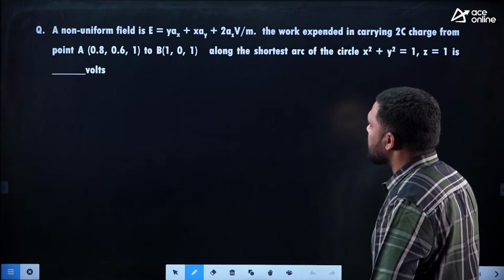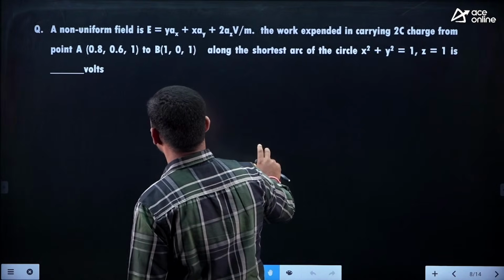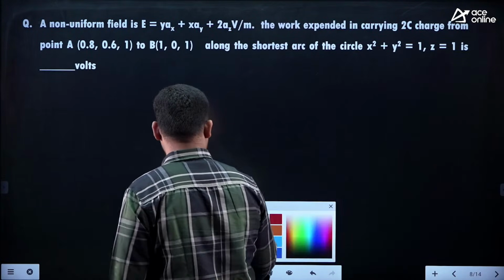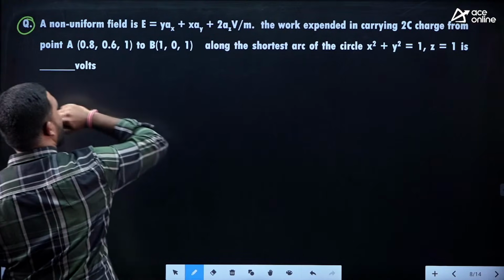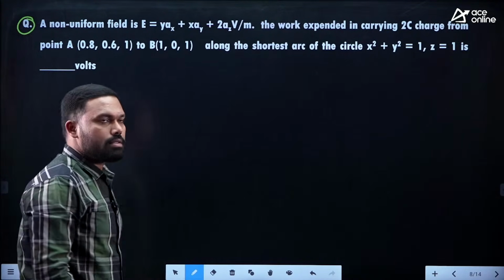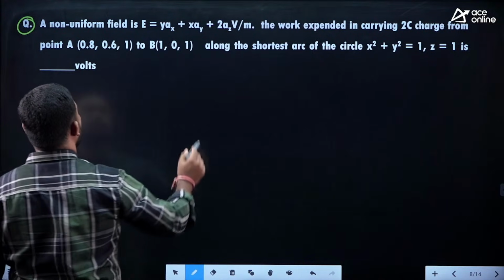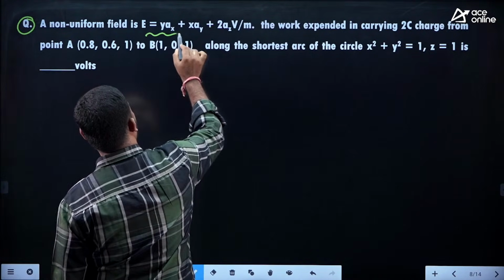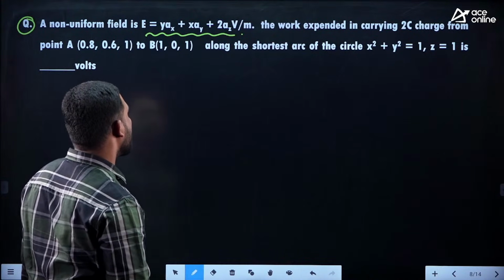Here is a question, guys, on the work done. It is a numerical answer type question. It is a straightforward, simple question, but you should know one property to handle this one. A non-uniform electric field is given, E is equal to y x cap plus x y cap plus 2 z cap volt per meter.